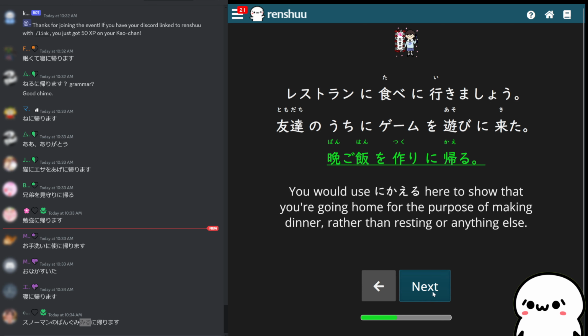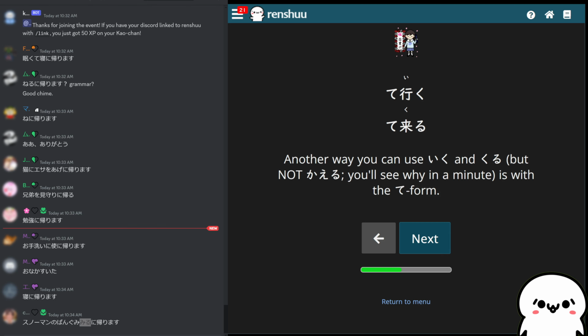Okay. Let's keep going. This is our second form. This one actually has 2 different meanings that we're both going to cover today. But we are no longer using the stem form. We're switching over to the te form. Te form, it's only iku or kuru in these situations, and you'll see why in just a minute.